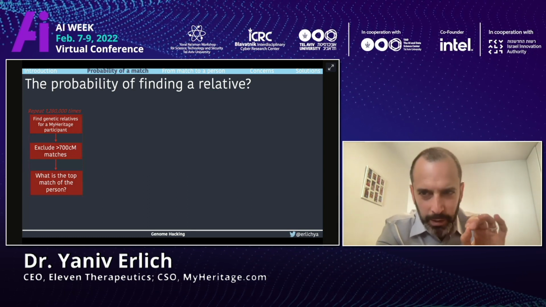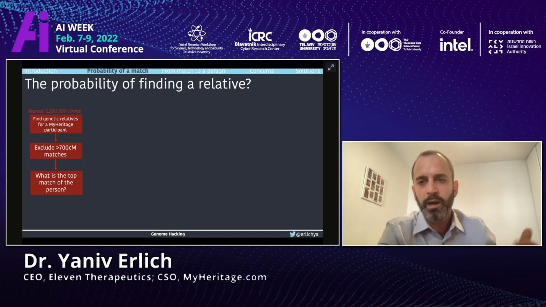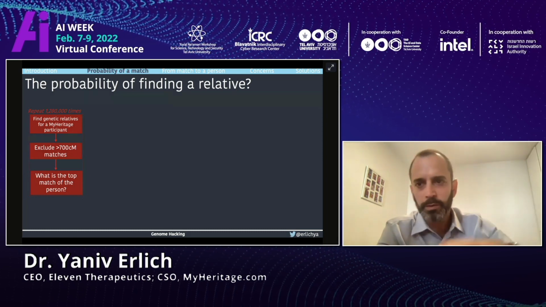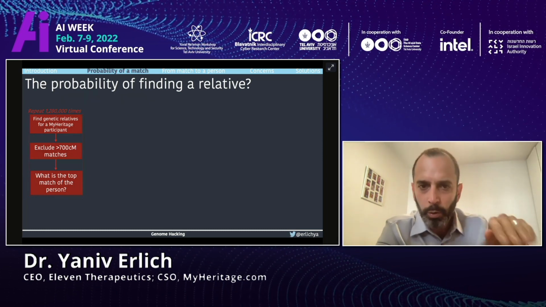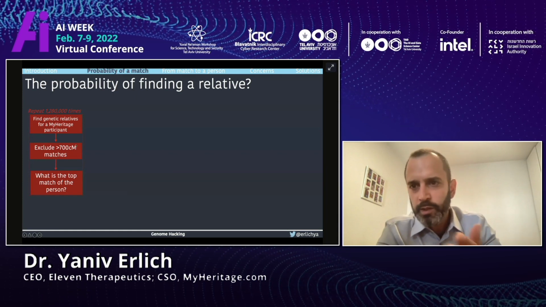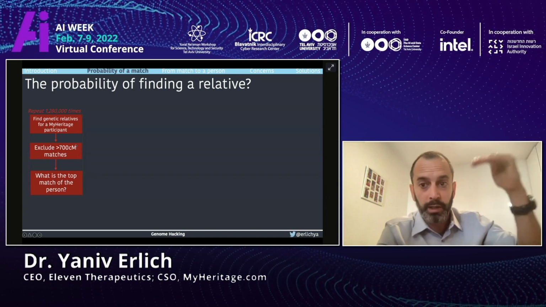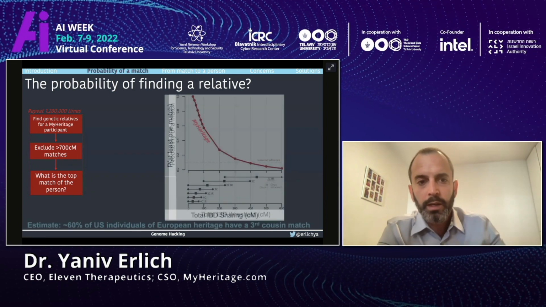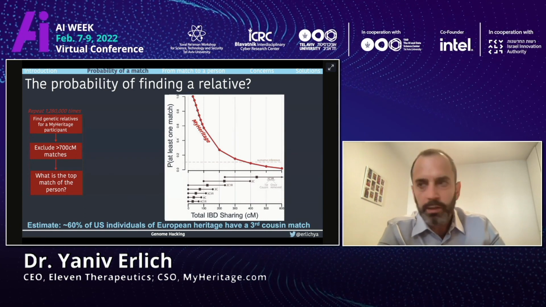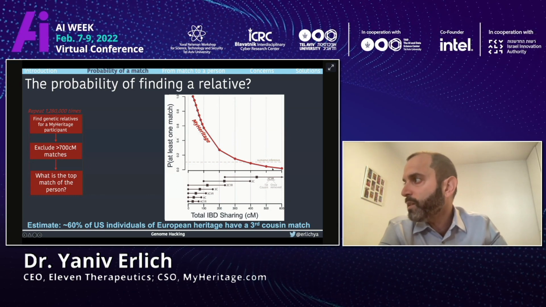Now, there is one tricky part, because individuals in our database usually come as families. They buy a DNA testing kit for themselves, for their mothers, for their sisters. So we excluded all the close matches above 700 centimorgan, meaning first cousins and closer. And we looked for the next match after that. We repeated the process 1.28 million times. You see here the probability of finding a match as a function of the genetic distance.